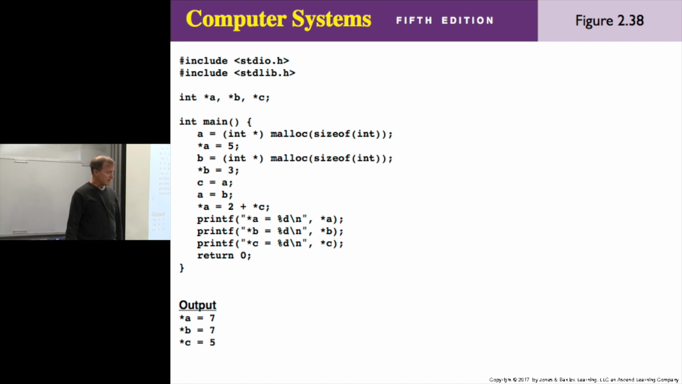And then B gets (int *) malloc(sizeof(int)), and then *B, the thing that B points to, gets 3. And now when we say C gets A, what does that make happen? Makes what point to what? C doesn't quite point to A, it points to the same thing, what? That A points to, okay? And then so on with this example.